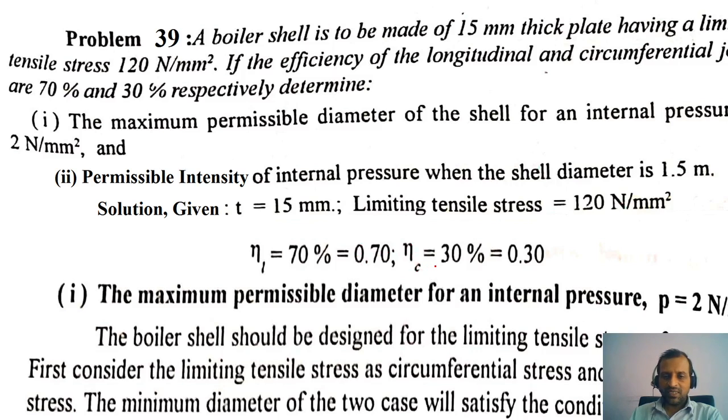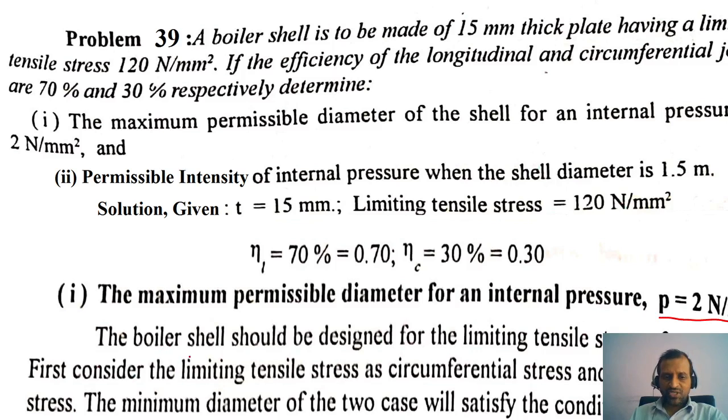So eta C, we can write it as 30%, so that is equal to 0.3. First case, the maximum permissible diameter for an internal pressure P equal to 2 Newton per mm square. So he is asking you to find out the maximum permissible diameter when the internal pressure is given as 2 Newton per mm square. So he has given the explanation now here.